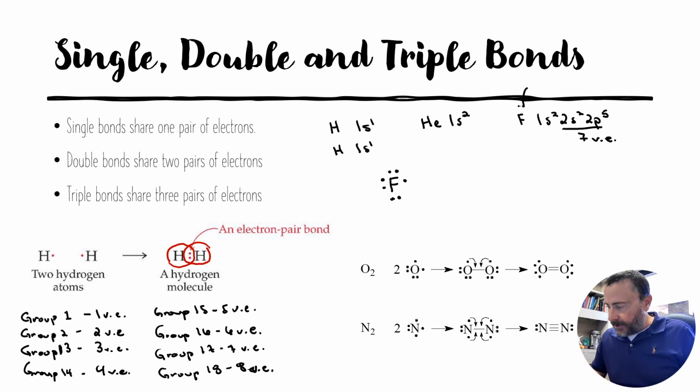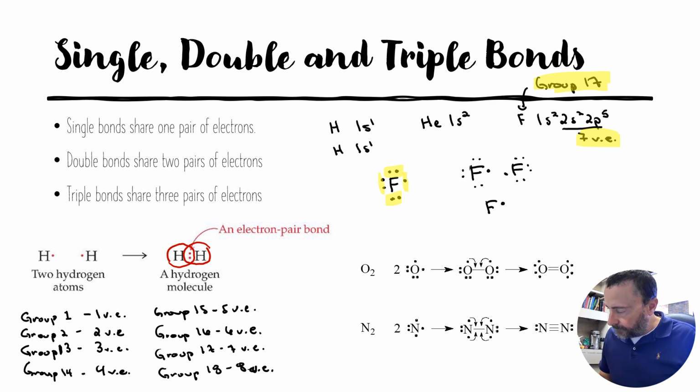So fluorine is in group 17. It has 7 valence electrons. 1, 2, 3, 4, 5, 6, 7 valence electrons there. If we bring fluorines together, I'm going to draw those two as different colors just so you see.